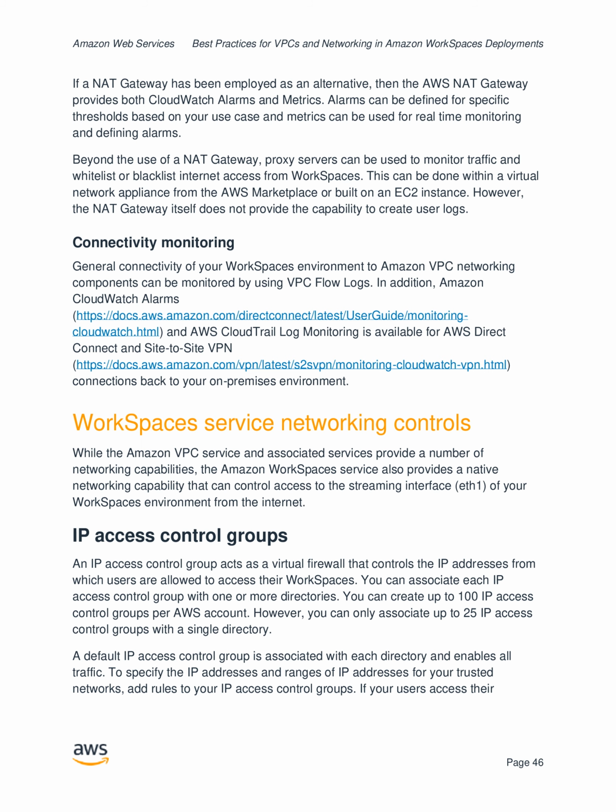Alarms can be defined for specific thresholds based on your use case, and metrics can be used for real-time monitoring and defining alarms. Beyond the use of a NAT gateway, proxy servers can be used to monitor traffic and whitelist or blacklist internet access from workspaces. This can be done within a virtual network appliance from the AWS Marketplace or built on an EC2 instance. However, the NAT gateway itself does not provide the capability to create user logs.